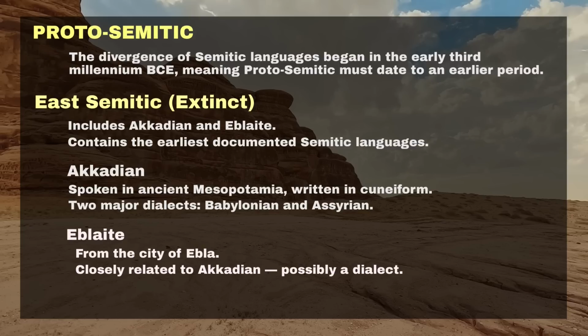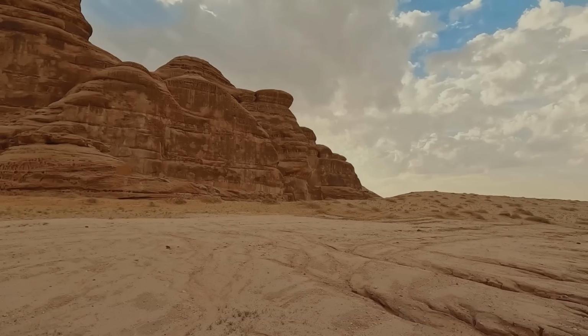Eblaite is very closely related to Akkadian, so close in fact that some consider it a dialect. Though one problem is that due to scribes relying on Sumerian logograms, the underlying grammar is somewhat difficult to interpret. A problem which is not unique to this language. And as I said, East Semitic as a whole represents an ancient, now extinct segment of the Semitic family.